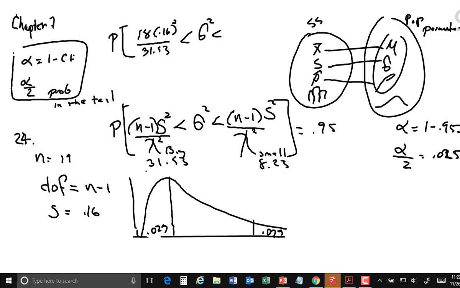Let me just get rid of that because I already got my numbers. And that will be equal to the same numbers: 18 times 0.16 squared. See, that's 18, and then s is 0.16. But this one, you're going to take this and multiply it times that.